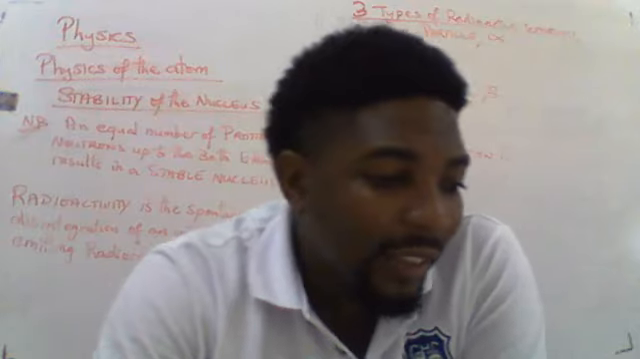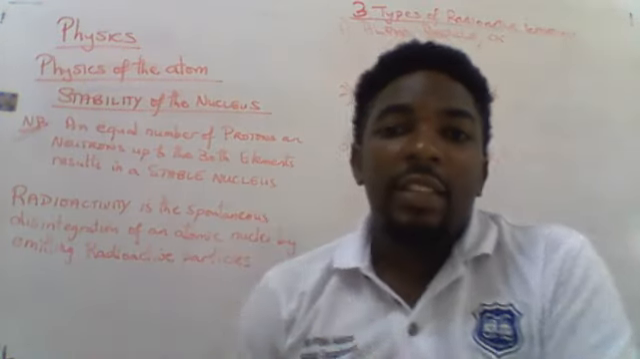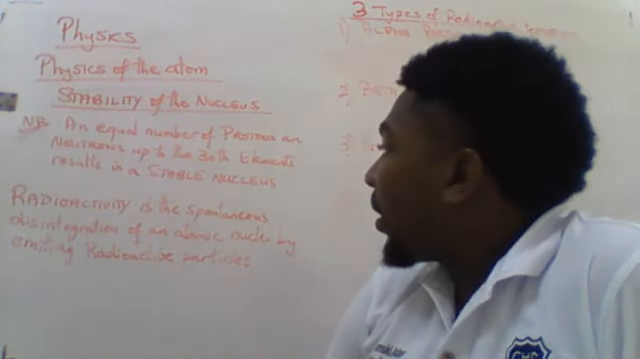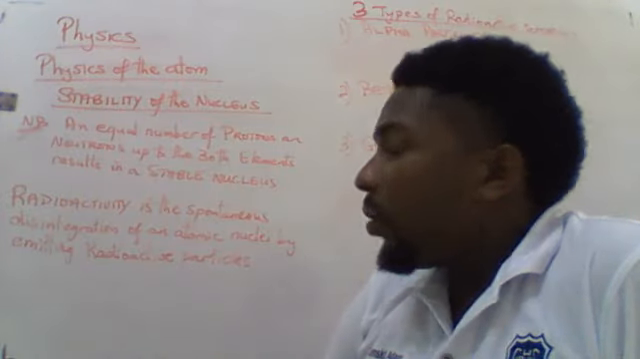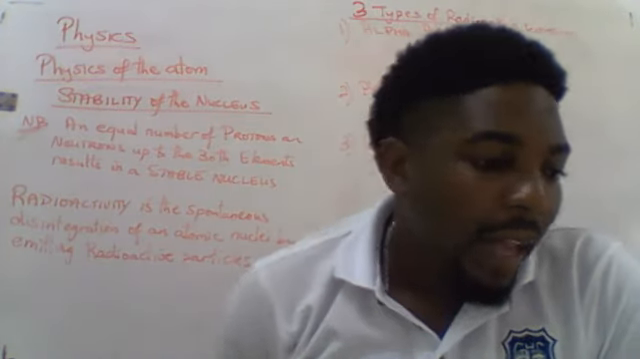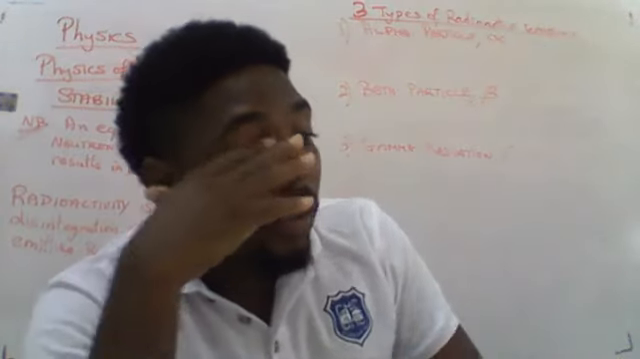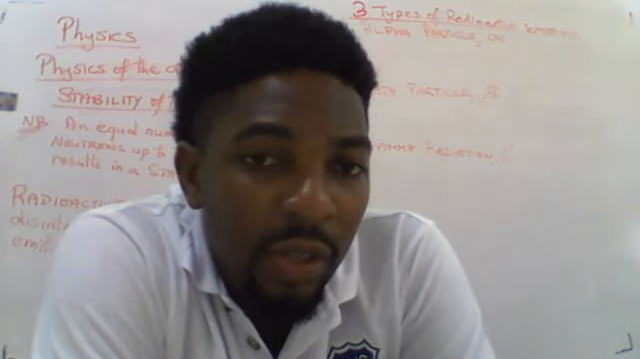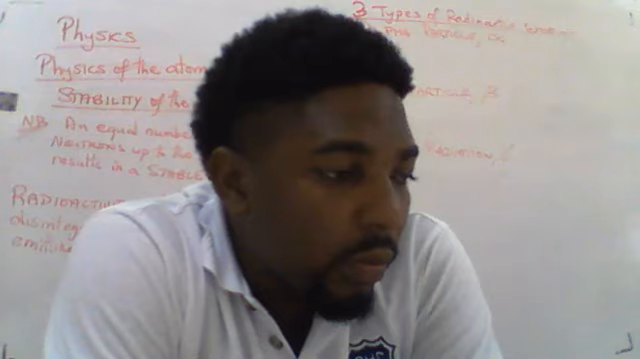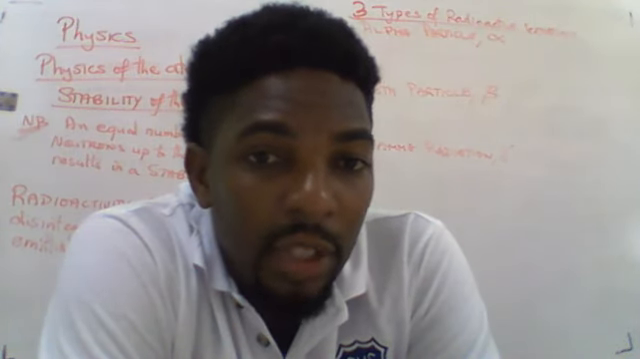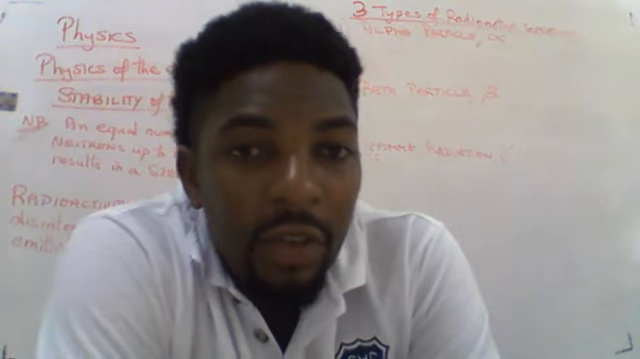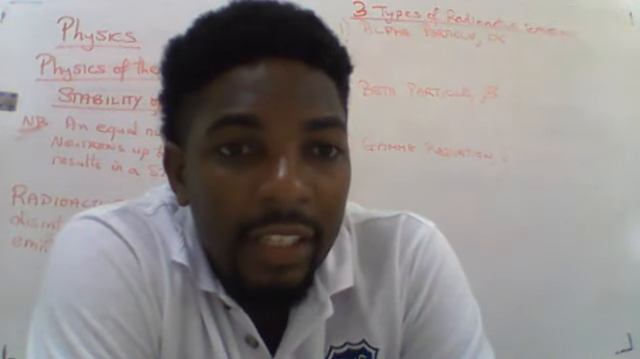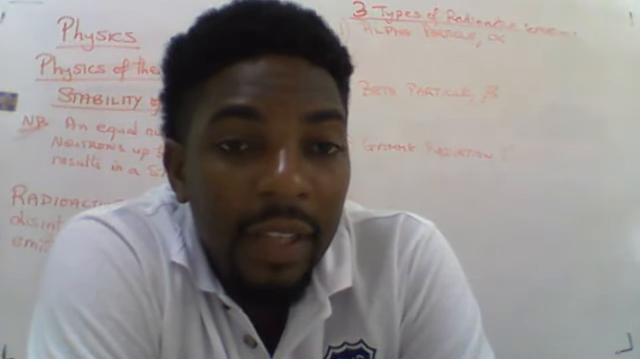All right, so now we're going to look at radioactivity. As you can see there, it says that radioactivity is the spontaneous disintegration of an atomic nucleus by emitting radioactive particles, by giving out radioactive emissions. As you will see in this syllabus, it covers three different types of radioactive emissions. Those three types are alpha emission, which is an alpha particle. Then you have beta decay, which gives out a beta particle. And then the third one is gamma radiation.